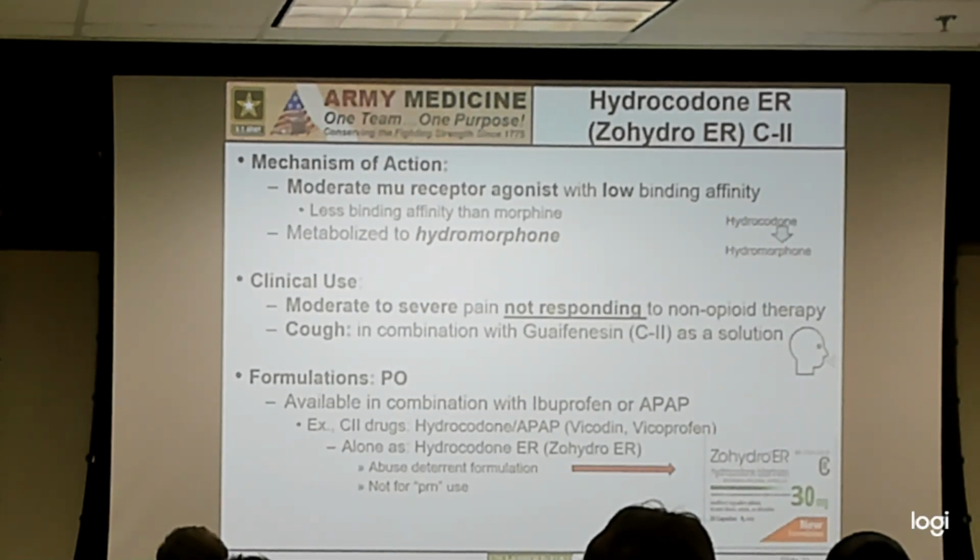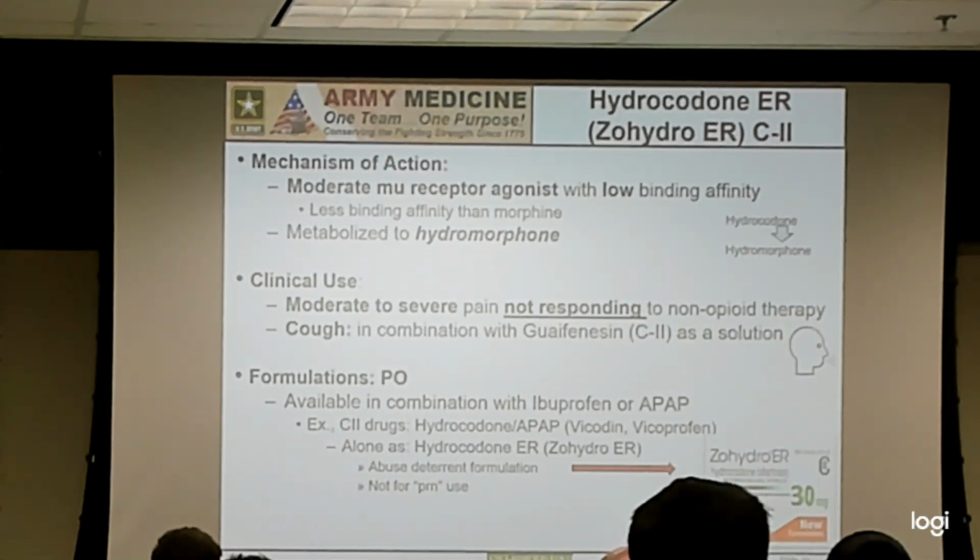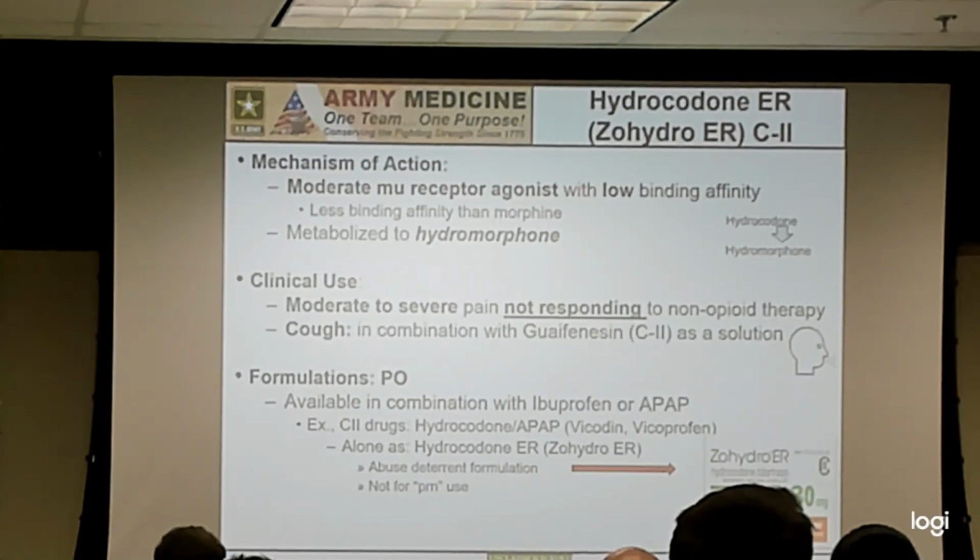So morphine, what did morphine have a high affinity for? Which mu receptor? Both. Is one better than the other? More affinity for M1 over M2, or is it equal? Equal. Okay.